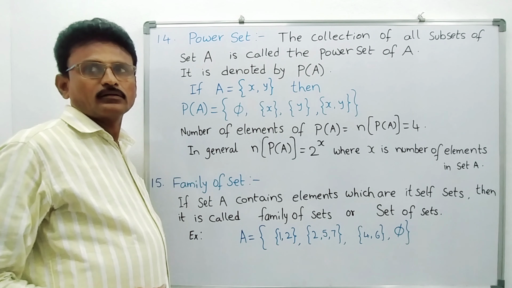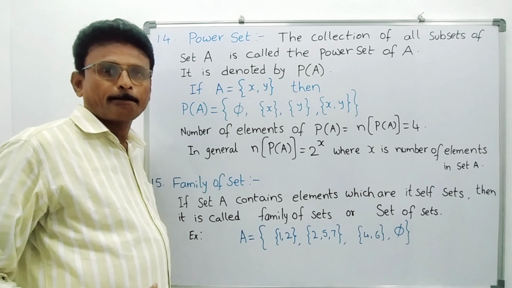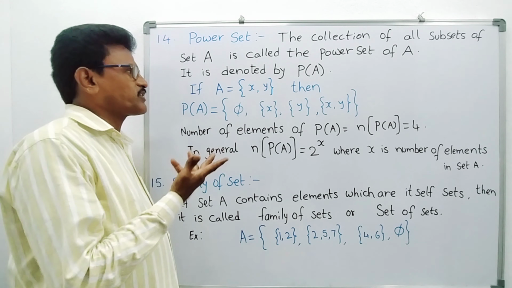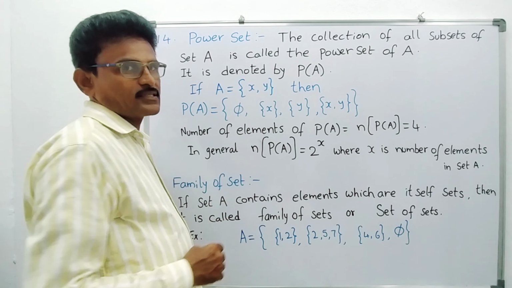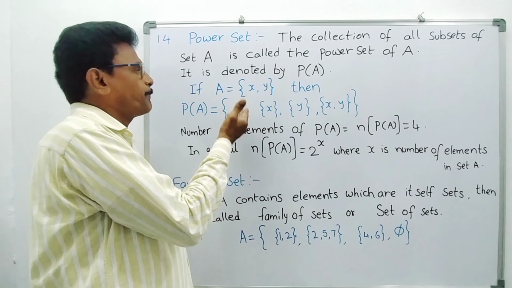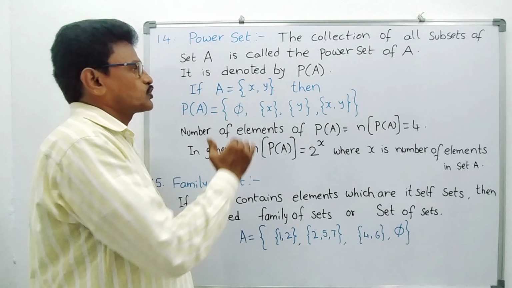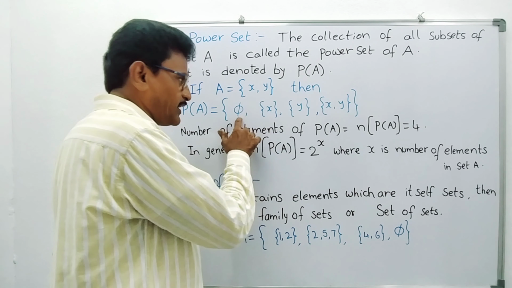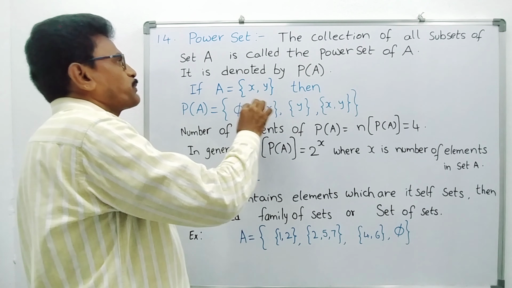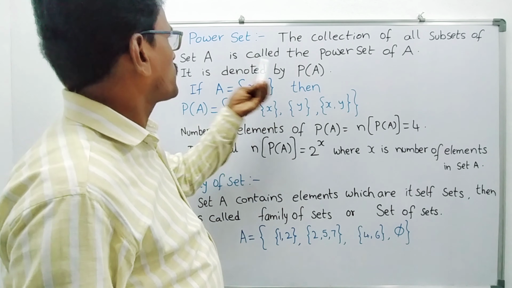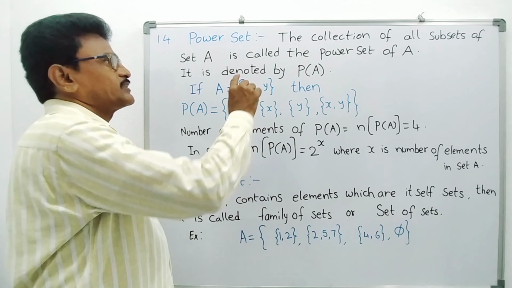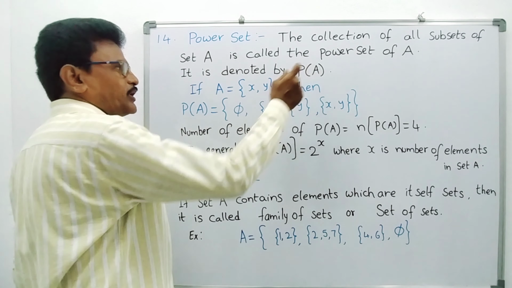See, suppose set A, it is having elements X and Y. Only two elements are there, X and Y. Now what are the subsets of A? Only X, only Y, {X, Y}, and pi. Pi is a subset of every set. So four subsets are there: pi, only X, only Y, {X, Y}. That is the power set of A. Right? What is the power set of A? The collection of all subsets of set A is called the power set of A and denoted by P of A.